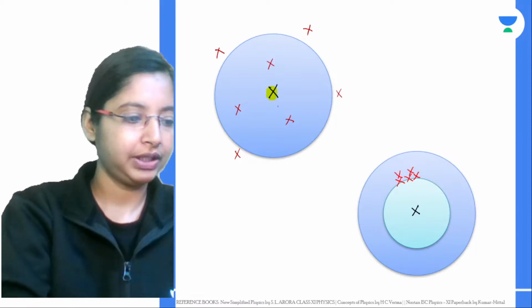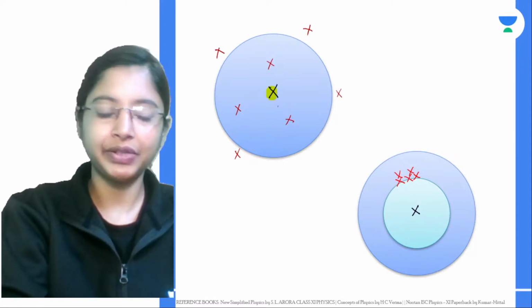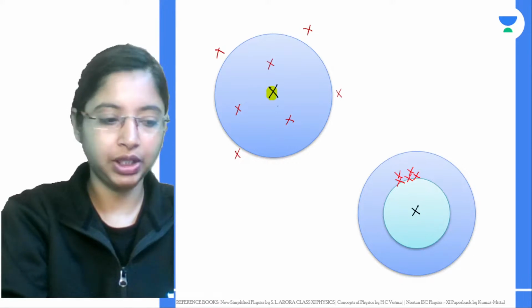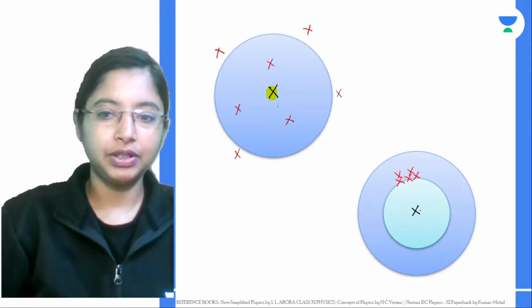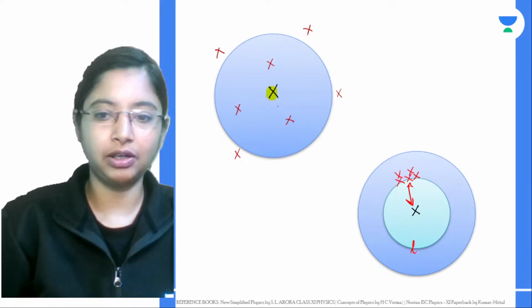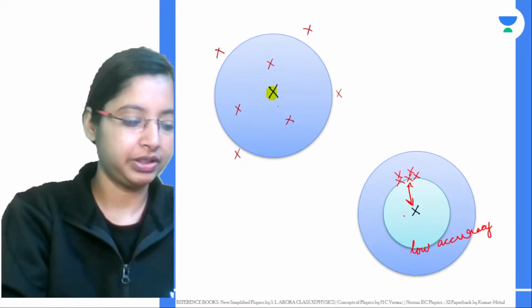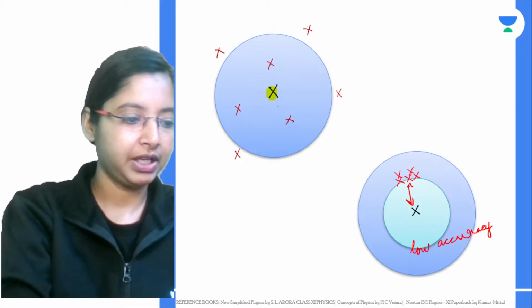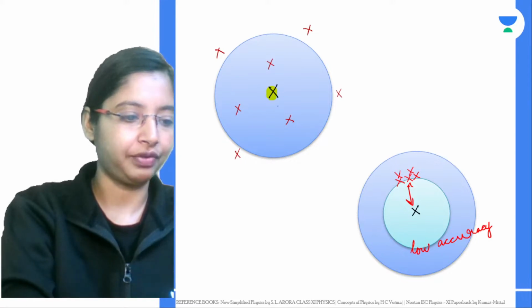Okay, so in this case, accuracy, when we said, it was how close it is to the actual value, right? Now this is very far away from the actual value, so it is not very accurate. It has a low accuracy. But what about precision? In this case, we can say the values are actually very much precise.